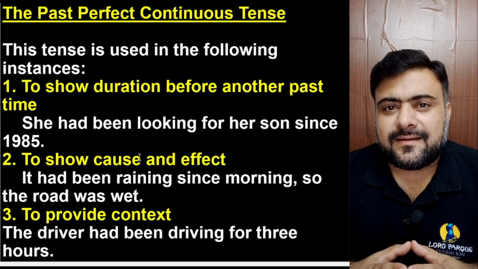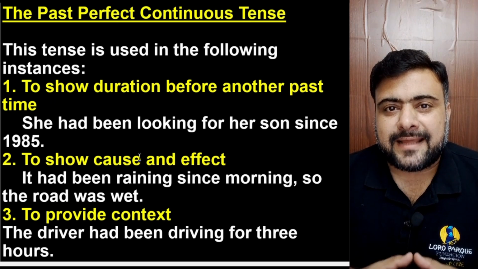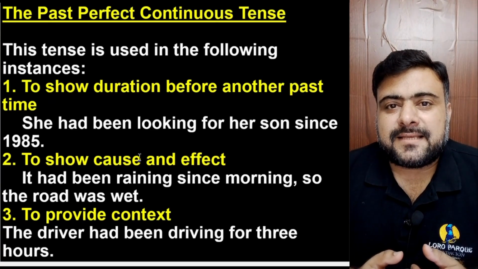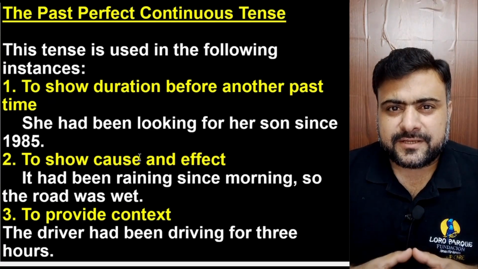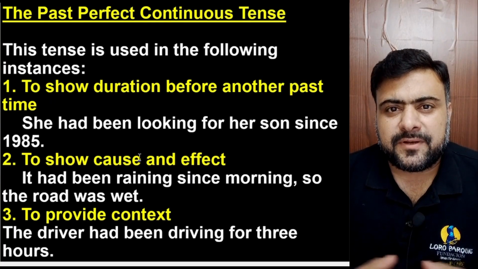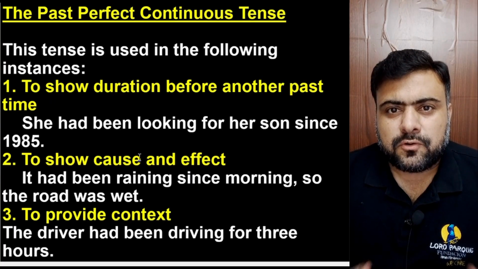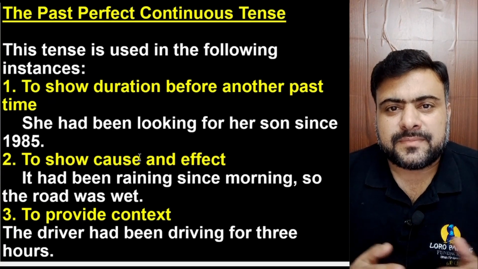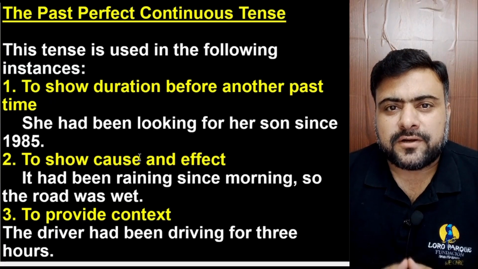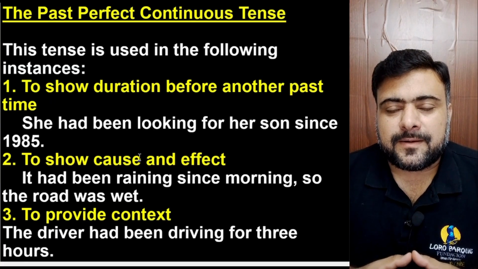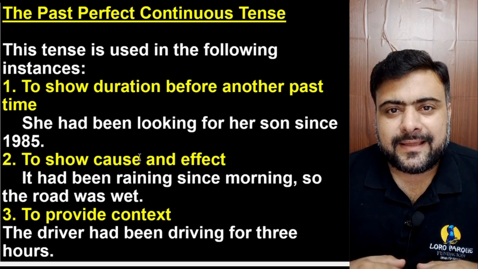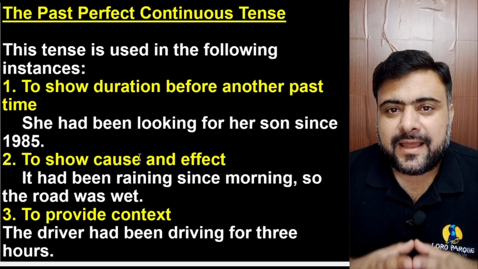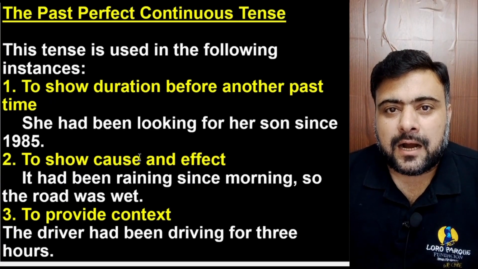To provide context to an event or action that happened in the past. For example, the driver had been driving for 3 hours. This has provided some kind of context to an event that happened in the past. For example, if I'm telling a story and the stories are in the past, and there's a mention of a driver or a car or something else, and I want to provide context to this mentioning of the car or the driver or any other character, so I provide this kind of context. The driver had been driving for 3 hours.